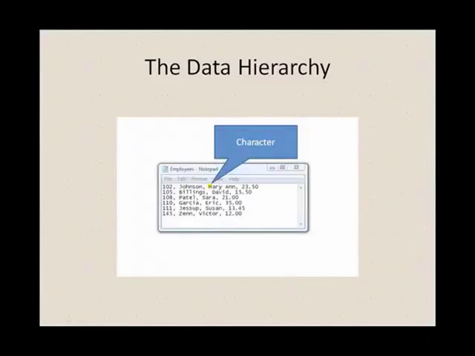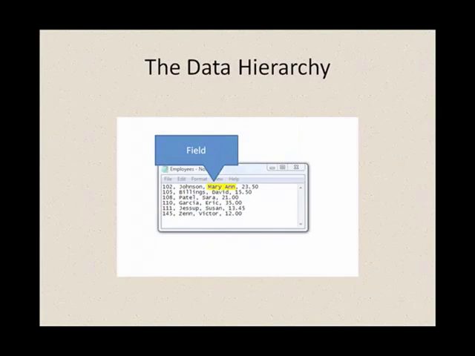Let's take a little closer look at the employee data file and talk for a minute about the data hierarchy. The smallest piece of data that's useful to humans is the character. For example, the M here in Mary Ann. Characters are grouped together to make up fields. A field is a unit of information, such as a first name highlighted here. Other fields in this data file seem to be an employee number and a last name and a rate of pay. Fields are grouped together to make up records.